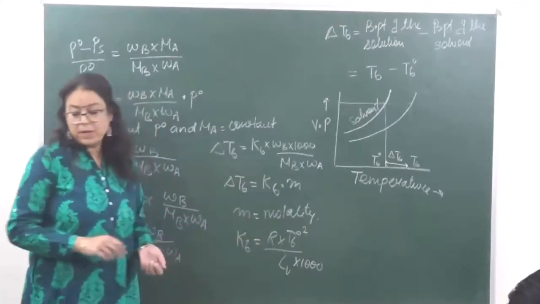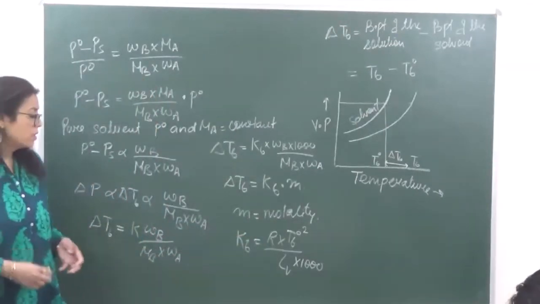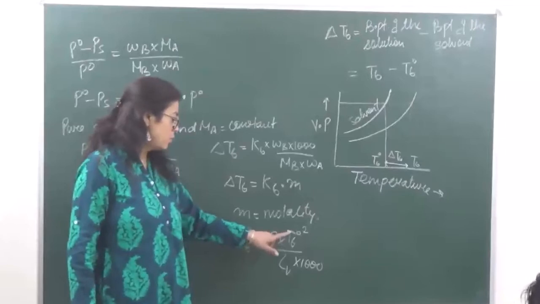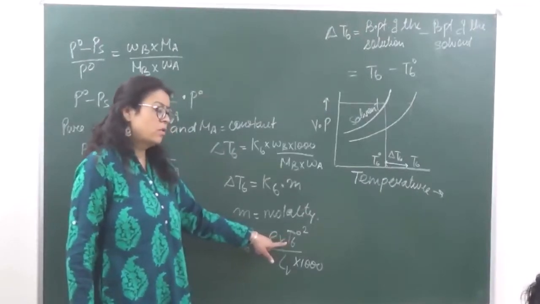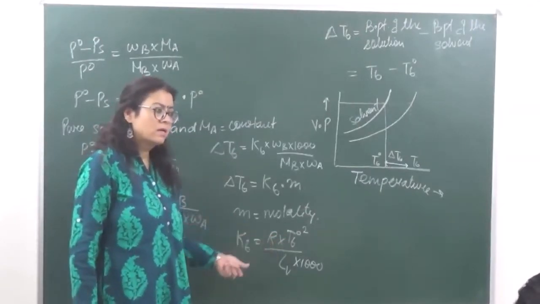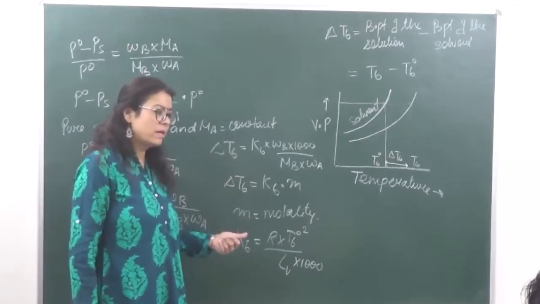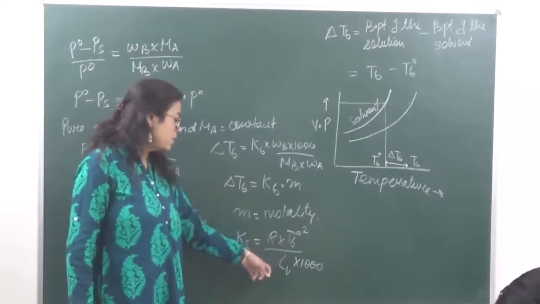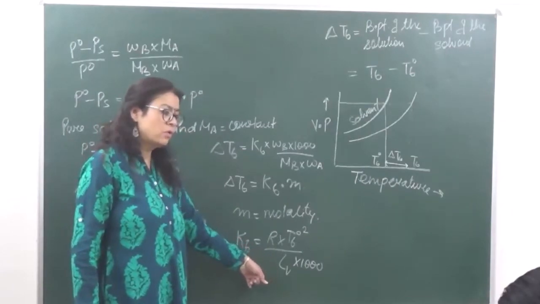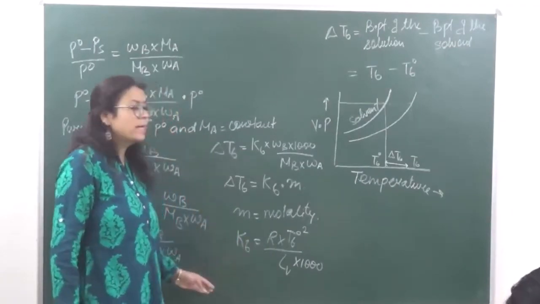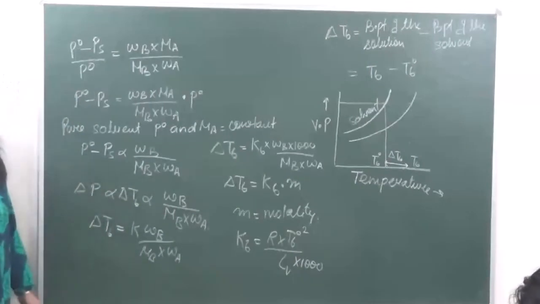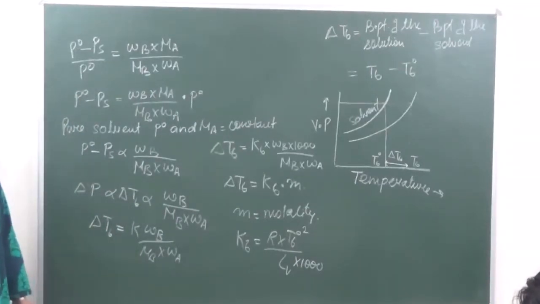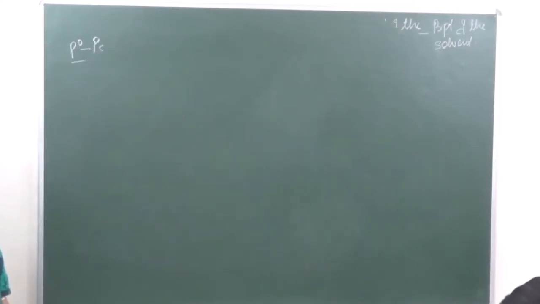For example, if you want to calculate it for water, you put the value of R, you put the value of TB naught. What is the value of TB? 373 Kelvin, right? And then the latent heat of vaporization would be given to you in the question, and you can calculate Kb. So Kb for water comes to approximately 0.52. Is it clear? So this is how you can calculate Kb. Got it? Okay.